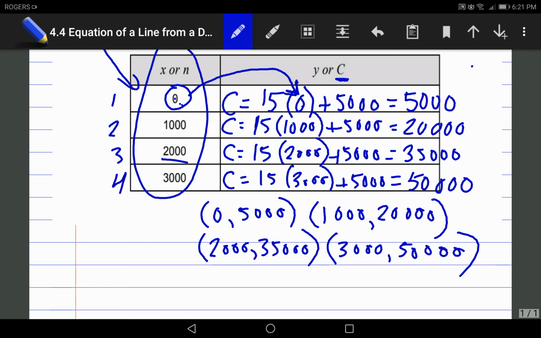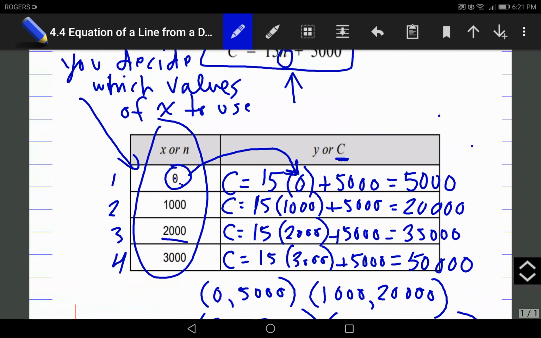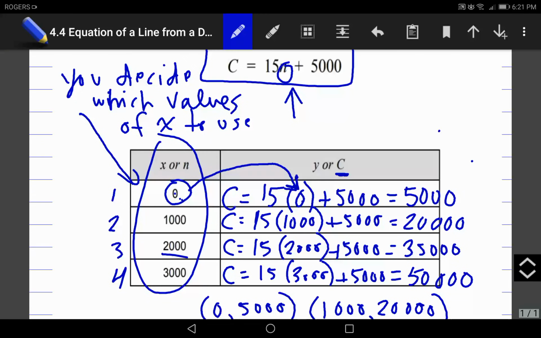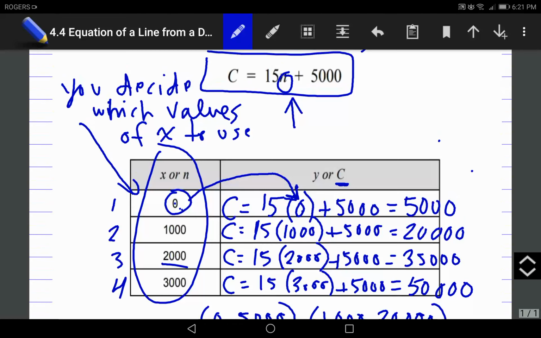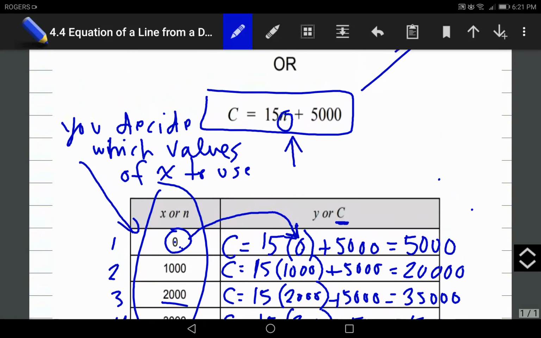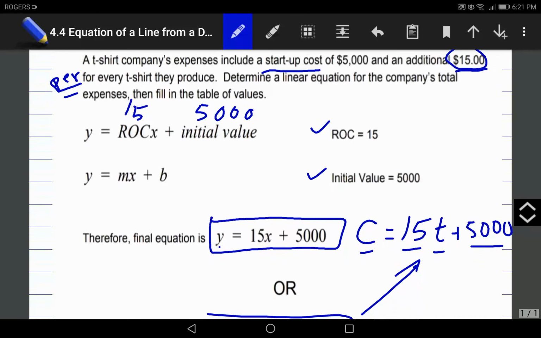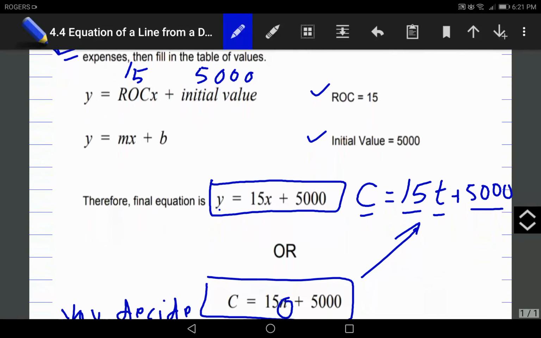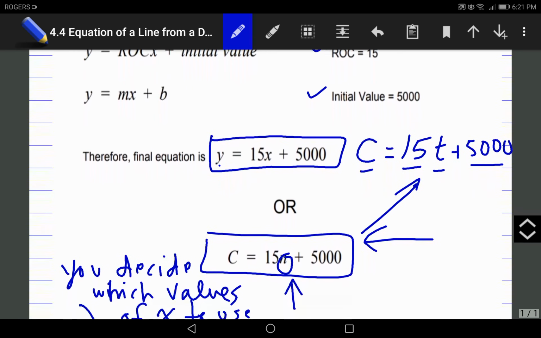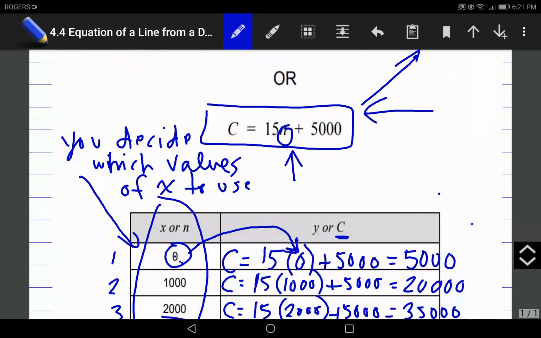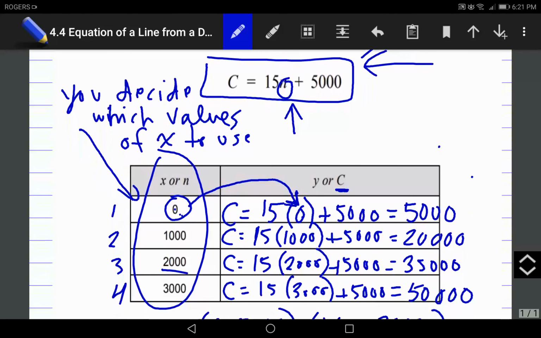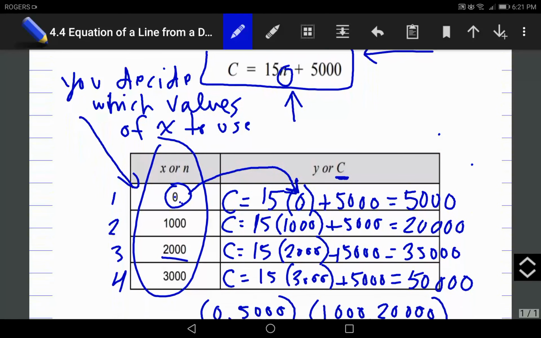Okay, so that was one of the major things that I wanted to show you in this lesson, and that is how to create a table of values when you have written down an equation. We were given a description up here. We were able to come up with our equation based on our description. Right here we came up with our equation. And then from the equation we created a table of values down here. And remember, I made up these numbers here.